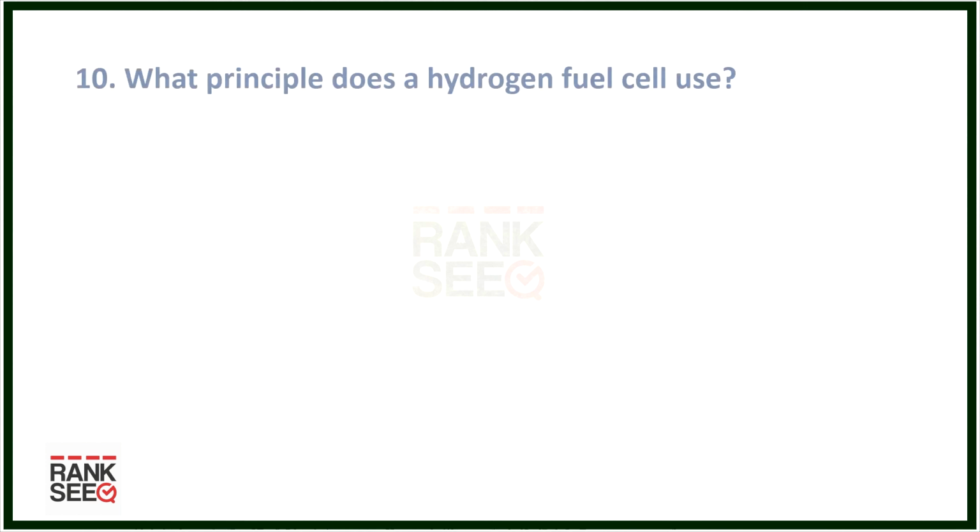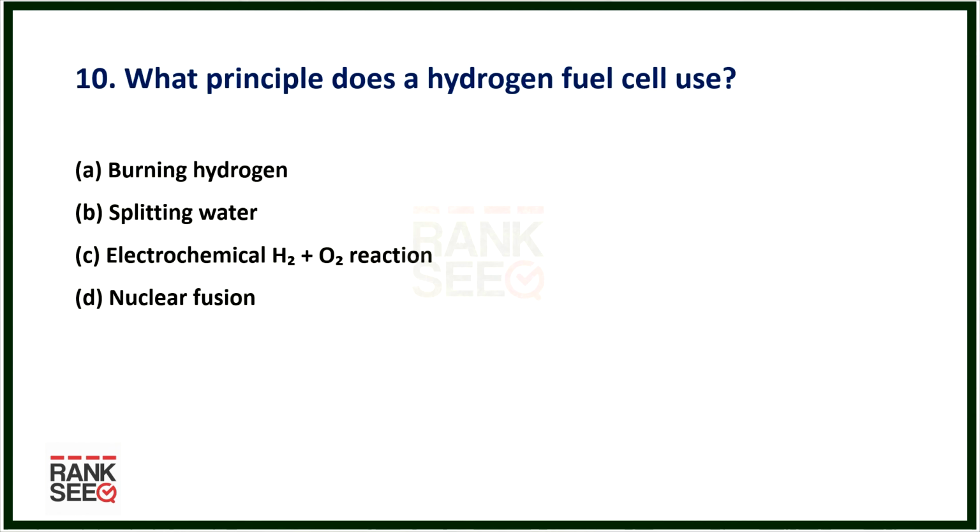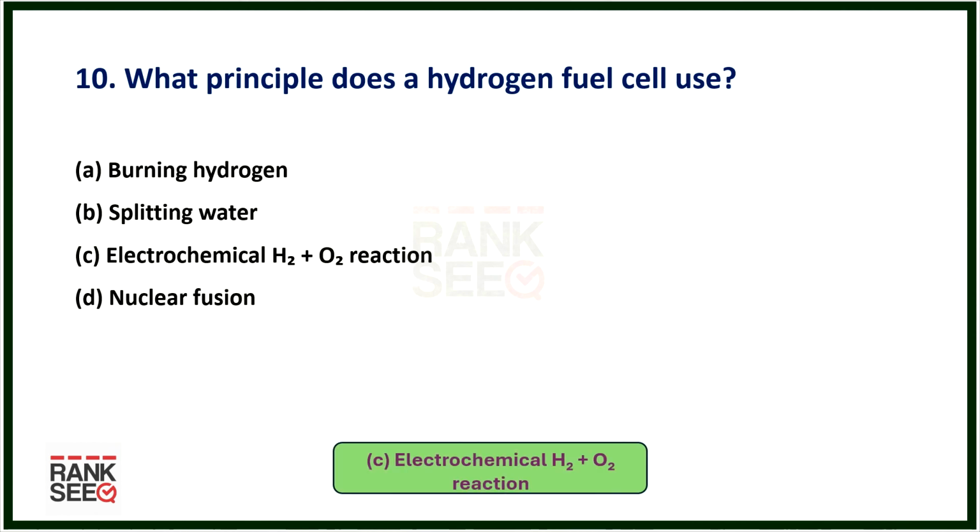10. What principle does a hydrogen fuel cell use? A. Burning hydrogen. B. Splitting water. C. Electrochemical H+O reaction. D. Nuclear fusion. Correct answer. C.